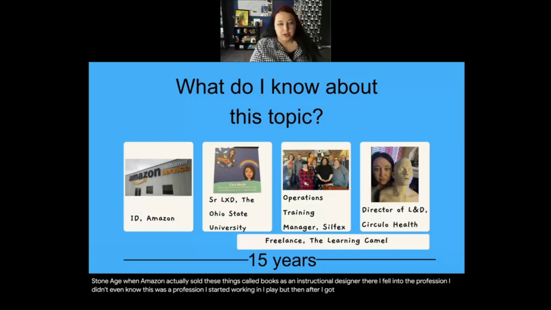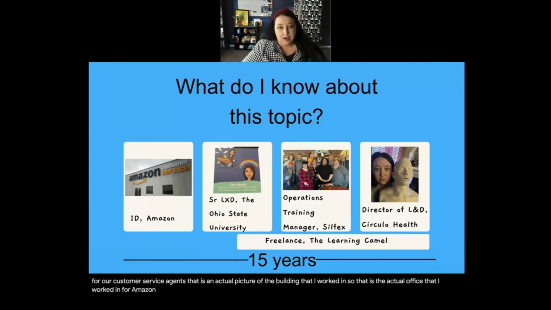But then after I got promoted and did my first training, I realized that that's what I want to do the rest of my life. So when I was at Amazon, I designed various learning experiences for our customer service agents. That is an actual picture of the building that I worked in. So that is the actual office that I worked in for Amazon. And I did a little bit of everything.